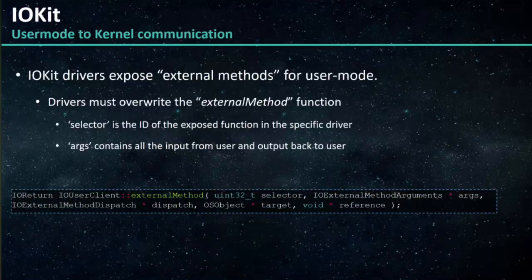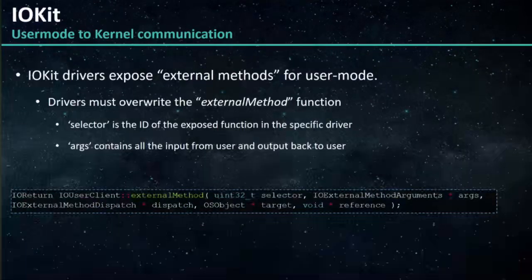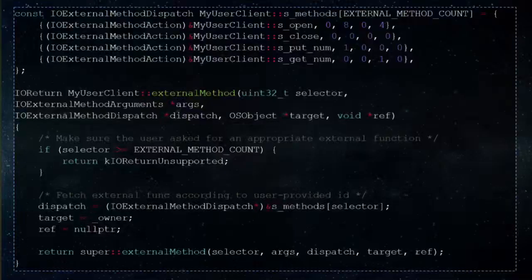It also gets arguments, which is a struct that contains the input buffers and the output buffers from and to the user. Dispatch is the function descriptor, let's call it this way, the function descriptor that will eventually be called. Target is the actual driver, and reference is something that I actually never saw. I never seen any driver using it actually.